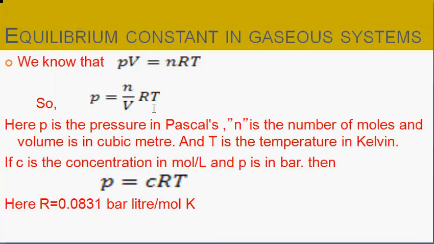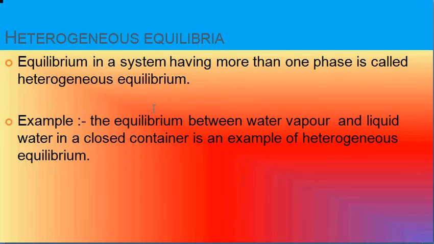Okay. Equilibrium constant in a gaseous system. We know that PV is equal to nRT. So P is equal to n by V times RT. This n by V is nothing but the concentration, so we'll write P as CRT. R has a fixed value, which is a constant, 0.0831 or 0.0821 bar liter per mole Kelvin. Equilibrium in a system having more than one phase is called a heterogeneous system. For example, the equilibrium between water vapor and liquid water in a closed container is an example of homogeneous equilibrium.